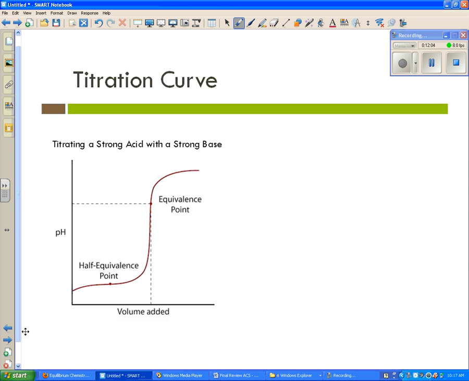Titration is a lab technique where you generally are using the known quantity of one substance to find an unknown of another substance. Using titration, though, we can track a neutralization reaction. We can start with a solution of acid, and as we add volume of base to that, we can track what the pH looks like.